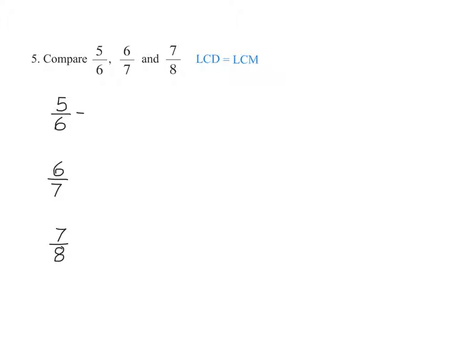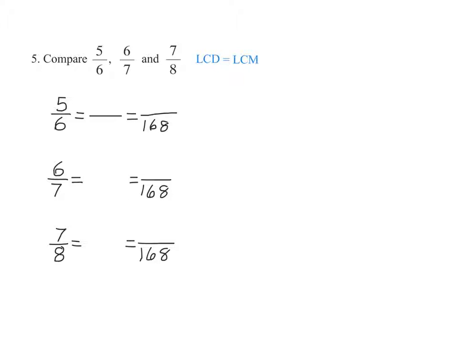Which means we can write the equivalent fraction for 5/6 that has a denominator of 168. We could also write the equivalent fraction for 6/7 that has a denominator of 168. And again, we can write an equivalent fraction for 7/8 that has a denominator of 168. To do this, we need to find a number that when multiplied by 6 gives us 168.